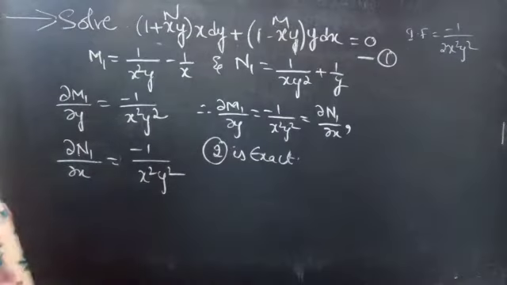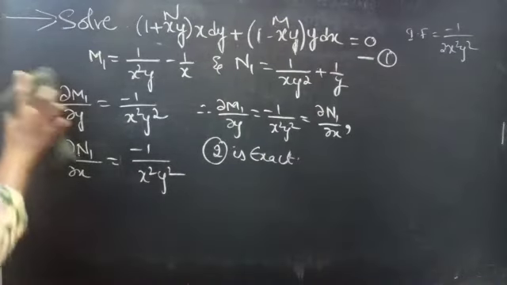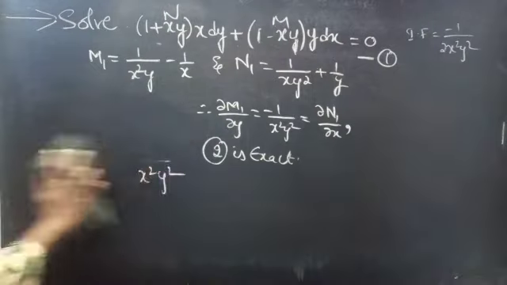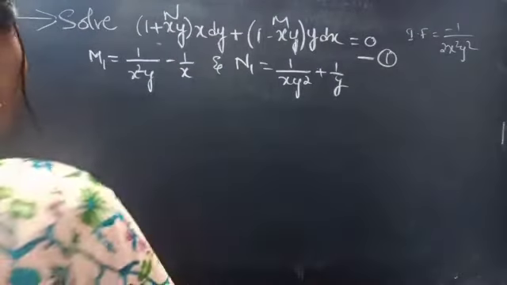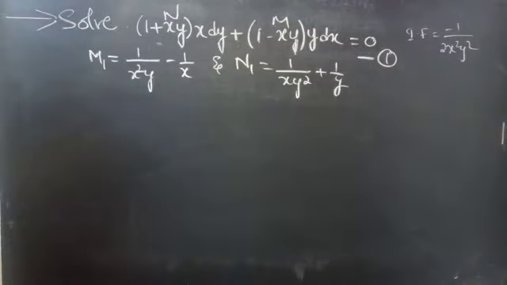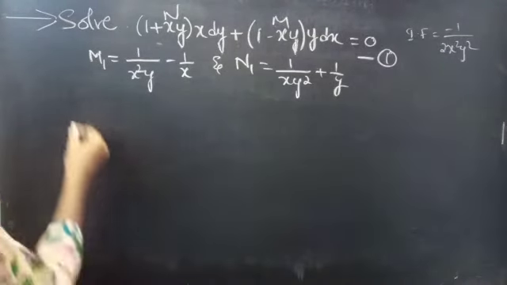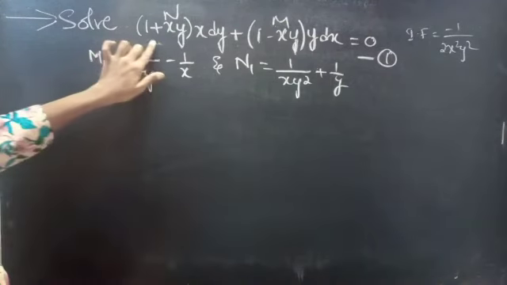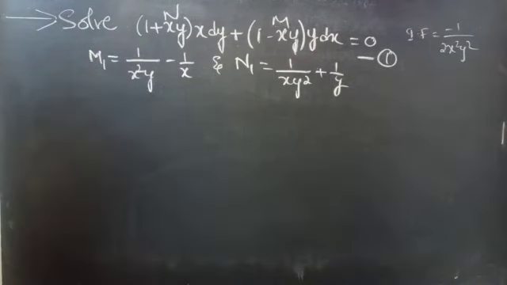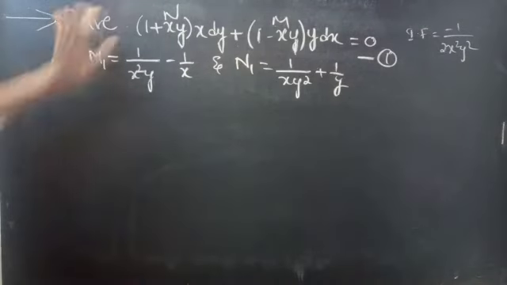So we have reduced the given equation to an exact equation using the integrating factor 1 by Mx minus Ny. Okay, fine. So now we need to find the general solution of the given equation. The general solution of equation 2, that is an exact equation, will be the general solution of the given equation.